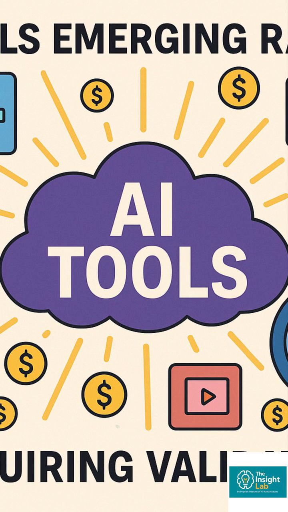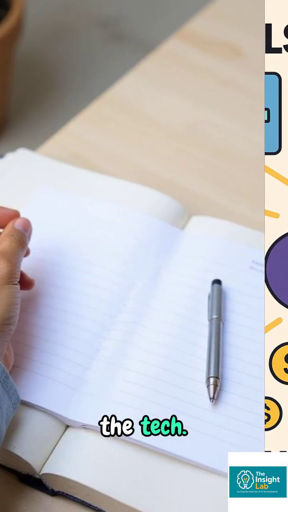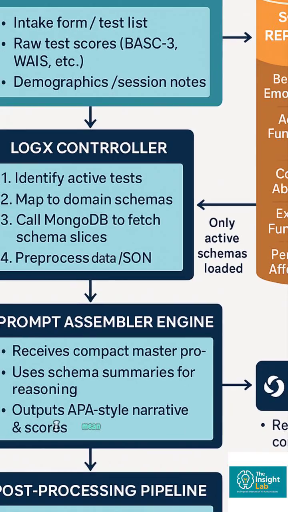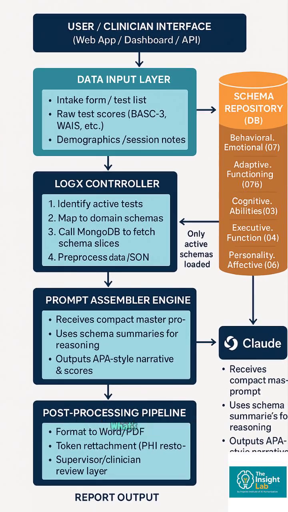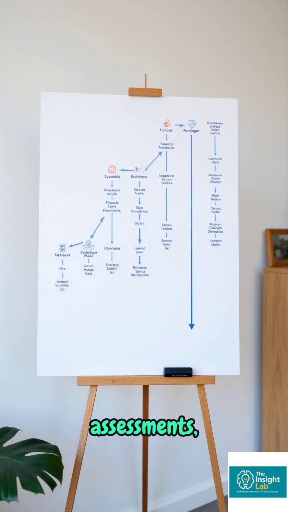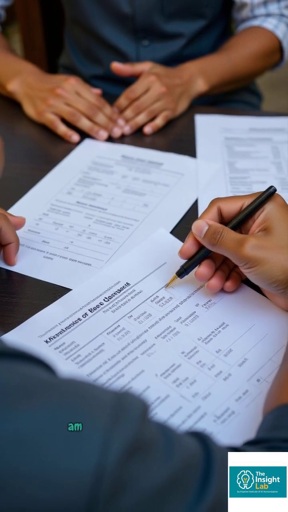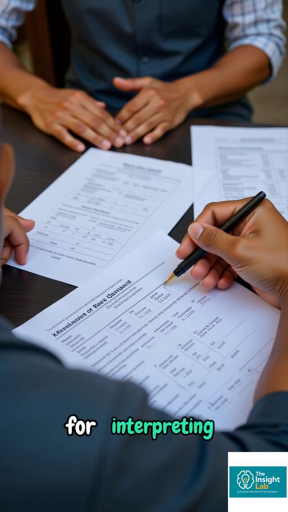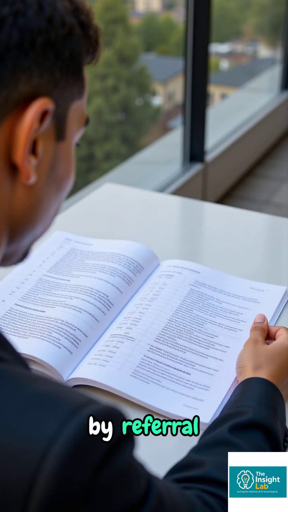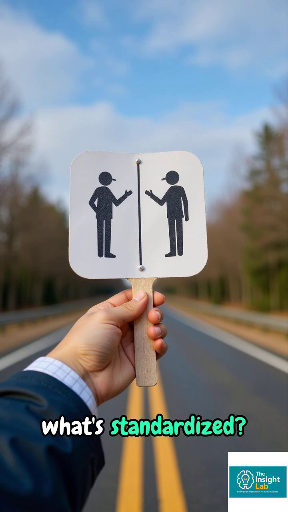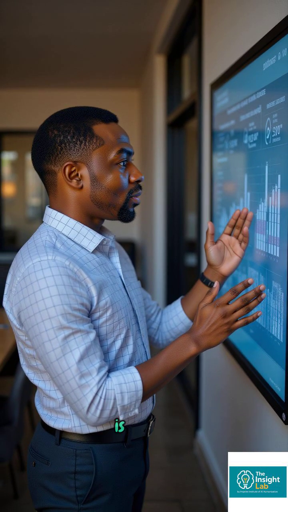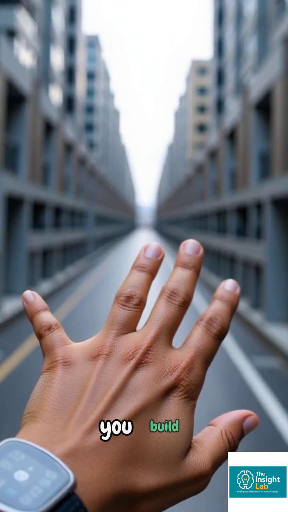Here's where most people mess up. They jump straight into building the tech. Don't do that. Instead, map out your entire clinical workflow. I mean everything. What data comes in, what format, what's the decision tree you follow, what are the edge cases. For psychological assessments, I had to break down what domains am I evaluating, what's the logic for interpreting scores, what's the structure of a comprehensive report, what varies by referral question versus what's standardized. This is where your clinical expertise matters most. The AI is only as good as the clinical logic you build into it.